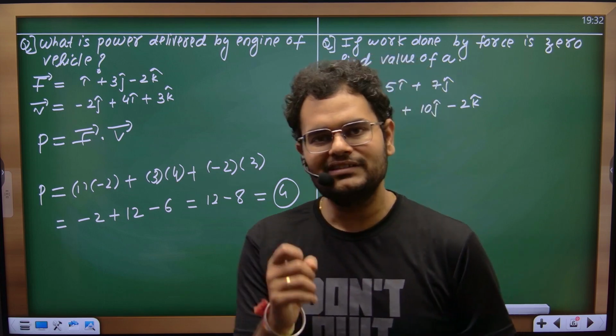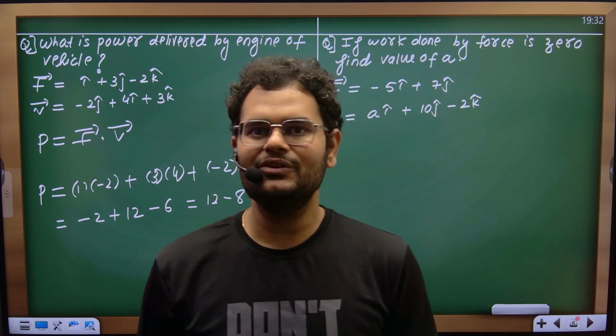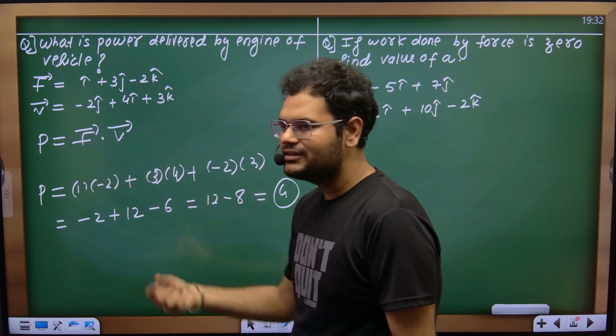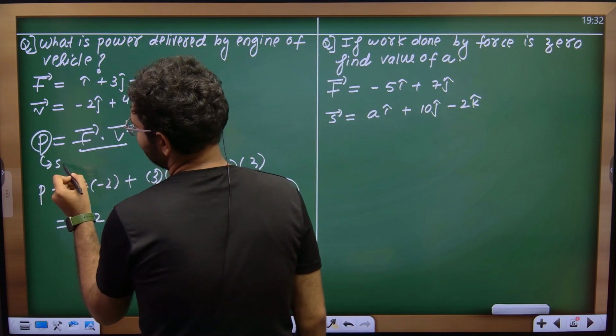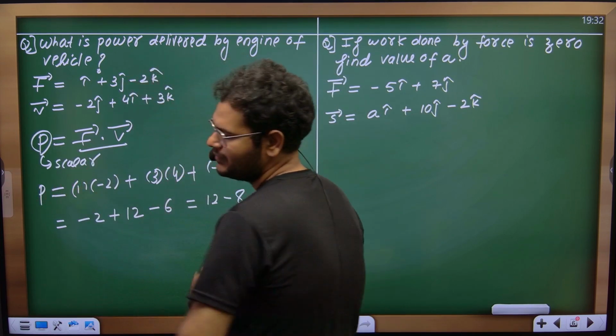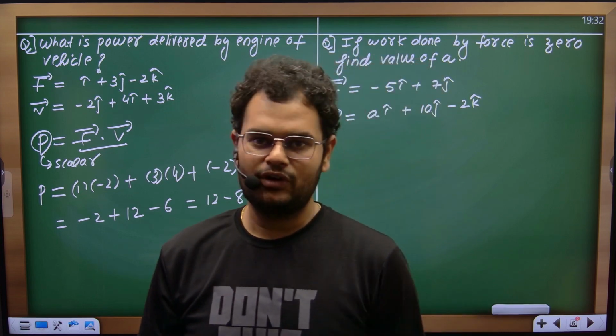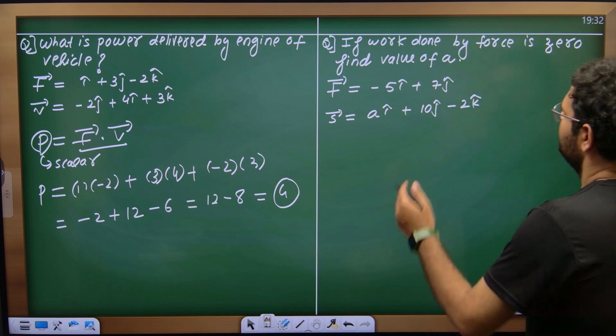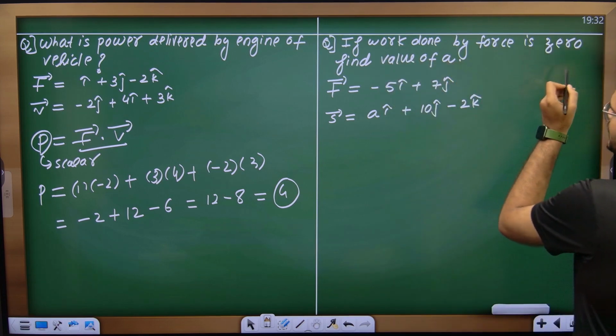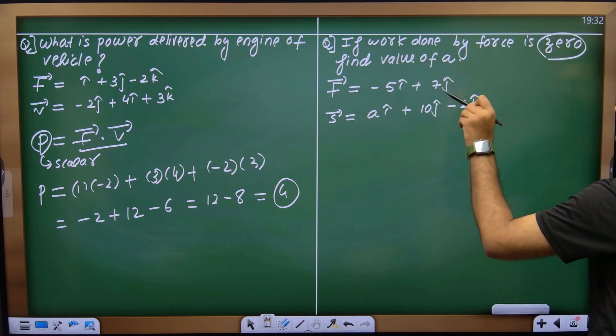Acha, by the way, is power a scalar quantity or a vector quantity? Sir, we don't know. How you don't know? See, power is a dot product. That means power is what? Scalar quantity, because dot product is itself a scalar. Similarly, work done is a scalar quantity. Work done is the product of force and displacement, right? Yes, sir. Come on. If work done by the force is 0, find the value of A.